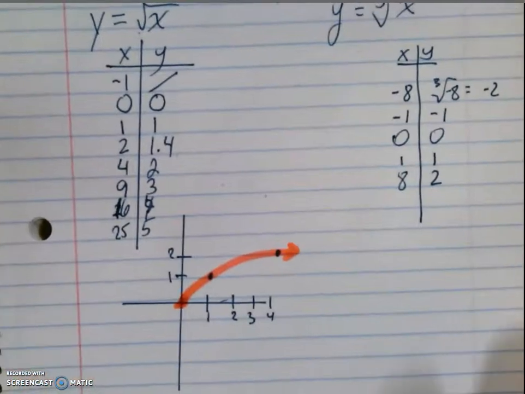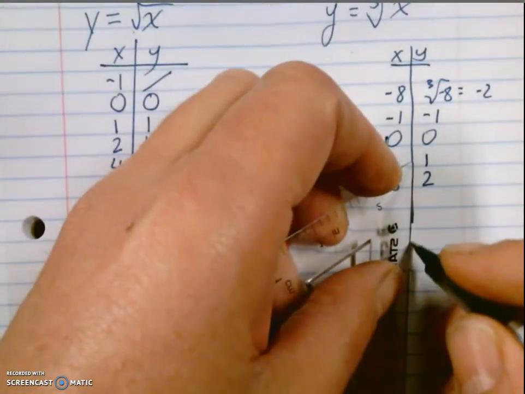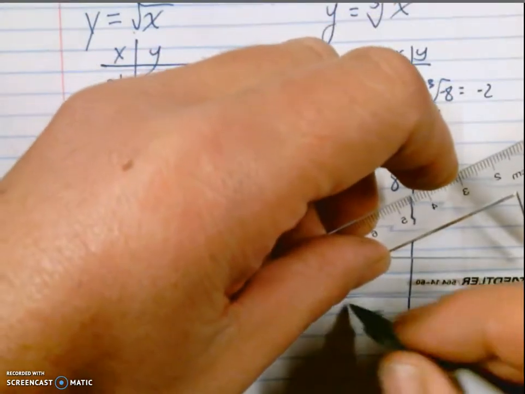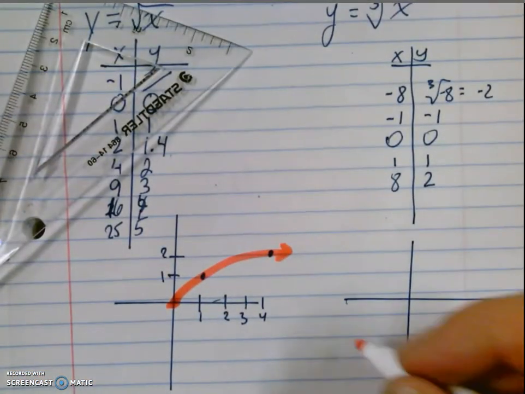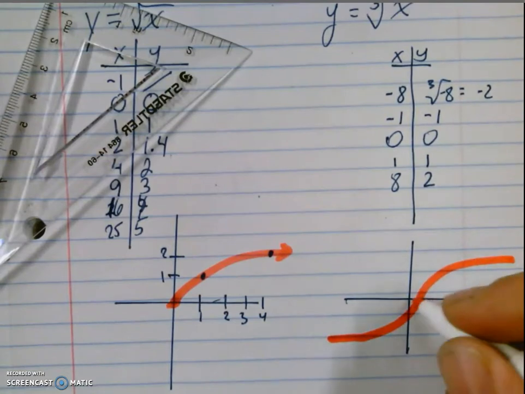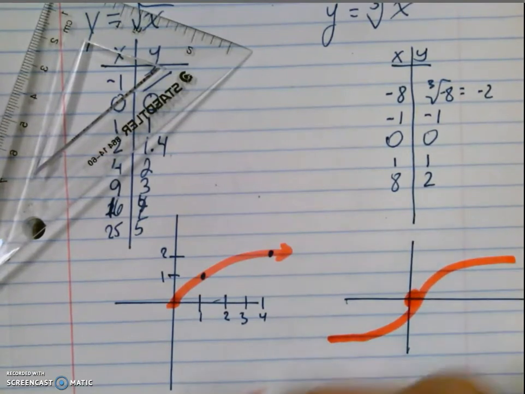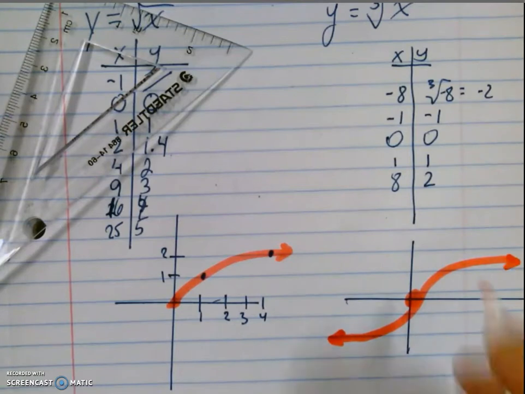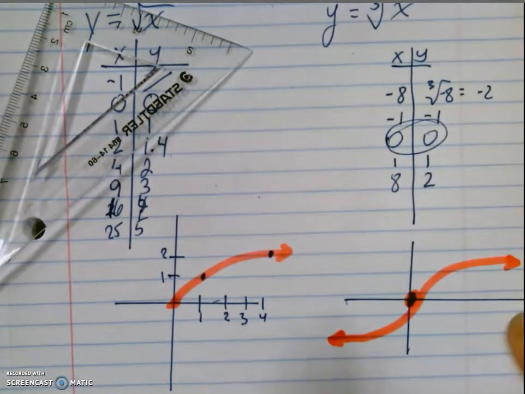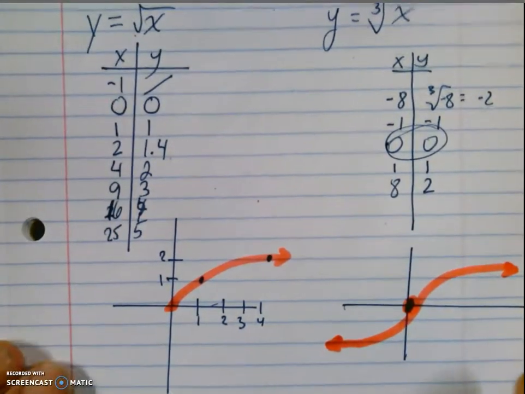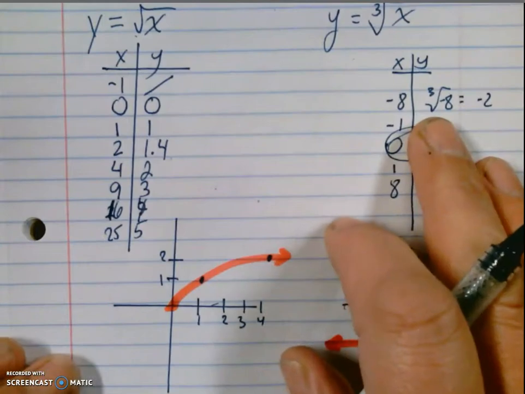So the difference with that graph is it looks more like, shoot, should have gone through 0, 0. There we go. Okay, so that's the general shape of it. But it does go through 0, 0, that's for sure. And what we're going to focus on then in this chapter is how to shift it.